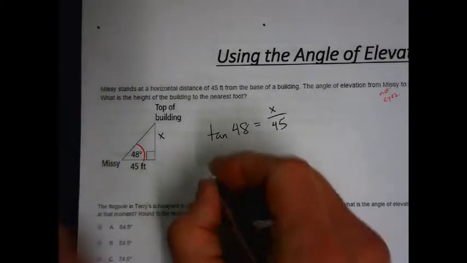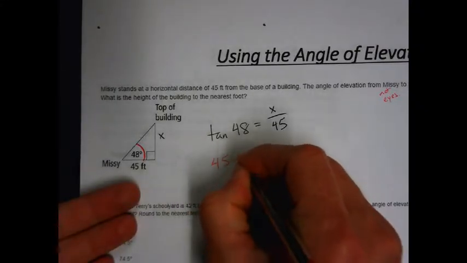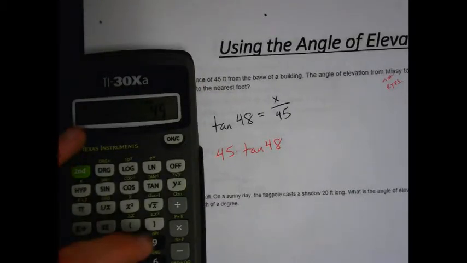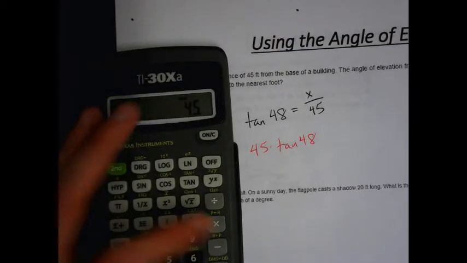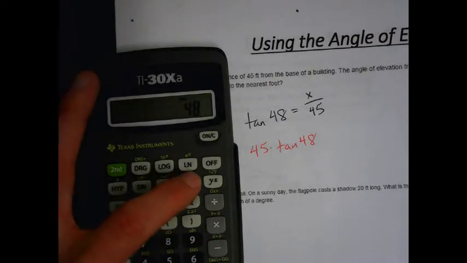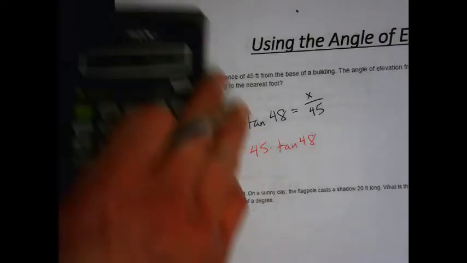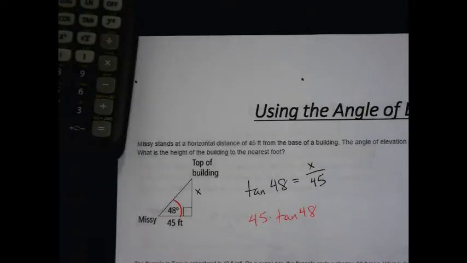So we multiply both sides by 45. So 45 times the tangent of 48, and we will have our result. Okay, so 45, handy dandy calculator, times 48 tan equals 49.977. But we got to read back.